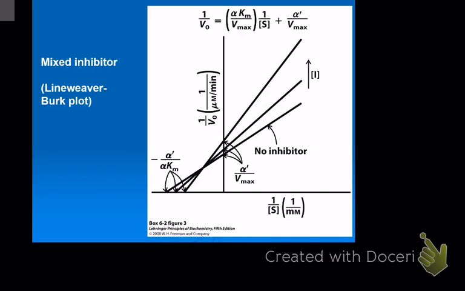And so that's why that 1 plus I over Ki, that alpha prime factor, is on both the Km over Vmax part and the 1 over Vmax part.